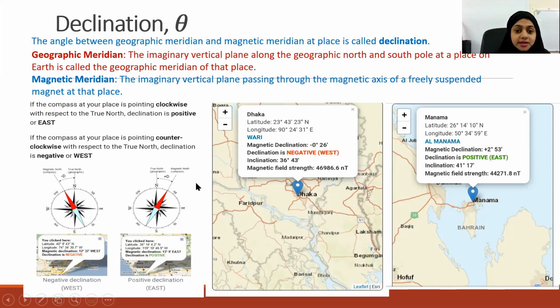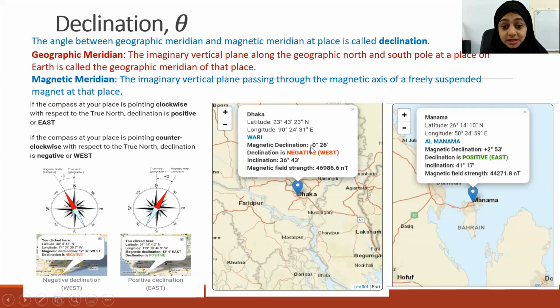Yes, teacher. And here I have shown the details, the magnetic declination, inclination, etc. of Dhaka. What is Wari? Is it a place in Dhaka? In Dhaka, we already learned that the magnetic declination is 0.5 degree, right? Exactly, it is 0 degrees 26 minutes. 30 minutes is 0.5 degree, so approximately 0.5, but it is also negative.